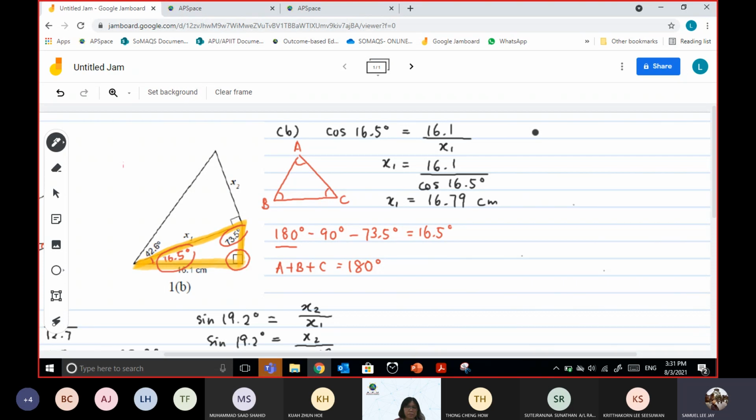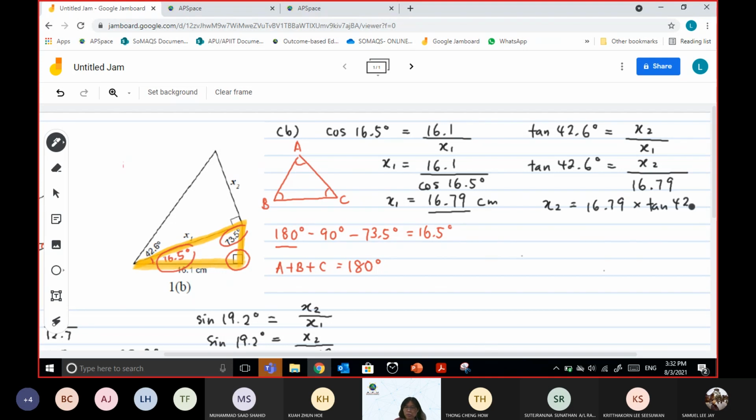You take the tangent of 42.6 equals X2 over X1, which is the given answer. Yeah, 16.79. Then you rearrange. Correct. So the X1 we obtained from the earlier part is 16.79. So we can find X2 as 16.79 times tangent 42.6. Then we get the answer.